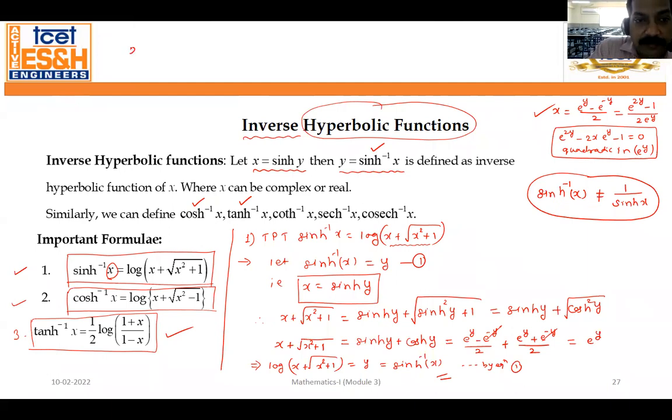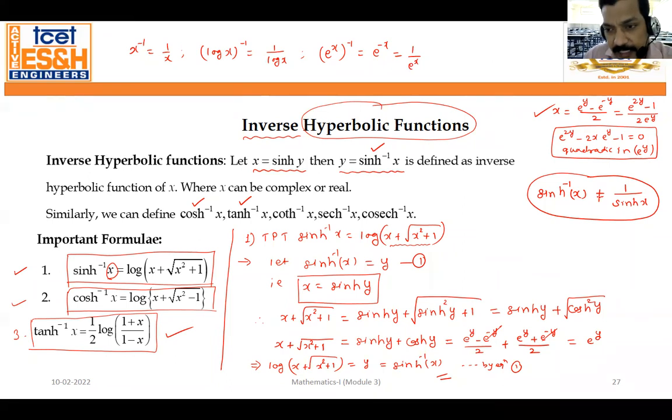जैसे कि x inverse अगर है तो इसको आप लिख सकते हो 1/x. Log x the whole inverse अगर है इसको आप लिख सकते हो 1 divided by log x. Can you write like this? 1 divided by log x. Fine. E raised to x the whole inverse, this you can write as e raised to minus x, and that is nothing but 1 divided by e raised to x. ये फंक्शन के बारे में तो आप लिख सकते हो, बट ट्रिग्नोमेट्रिक फंक्शन के लिए आप ऐसा लिख नहीं सकते हो. हाइपरबोलिक फंक्शन के लिए आप ऐसा लिख नहीं सकते हो.